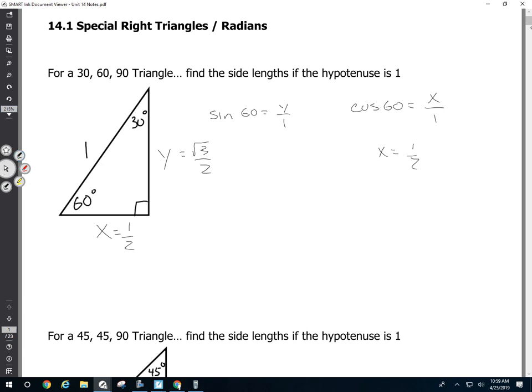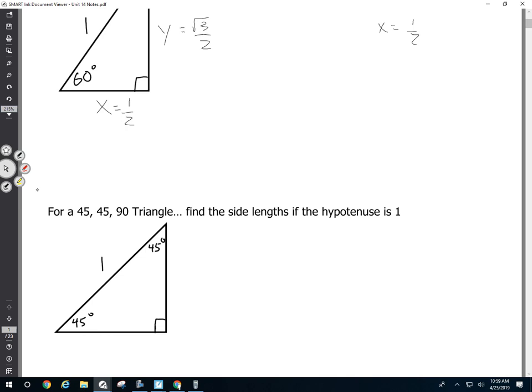Okay, let's find the side lengths x and y for a 45, 45, 90 degree right triangle. X and y will be the same. Why do you say that? Because the angles opposite of them are the same. It's an isosceles triangle.